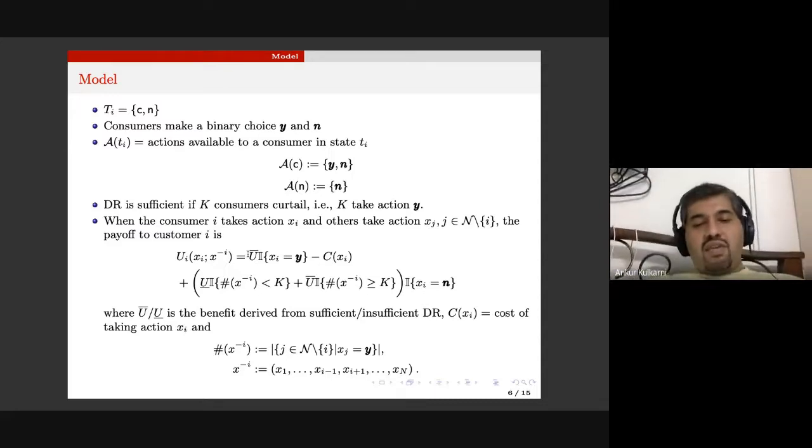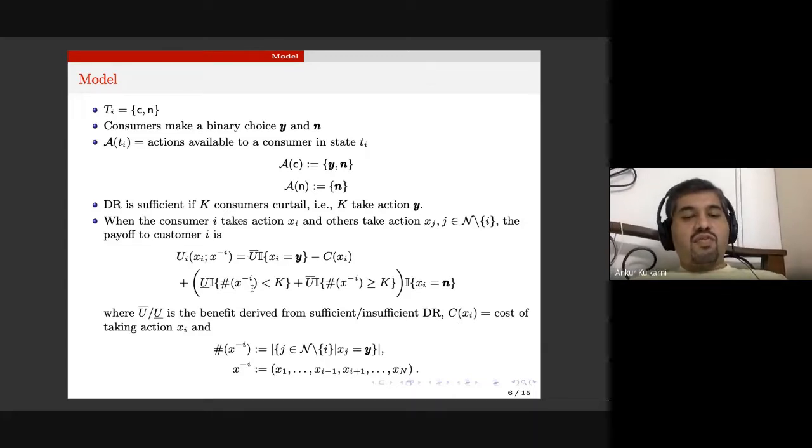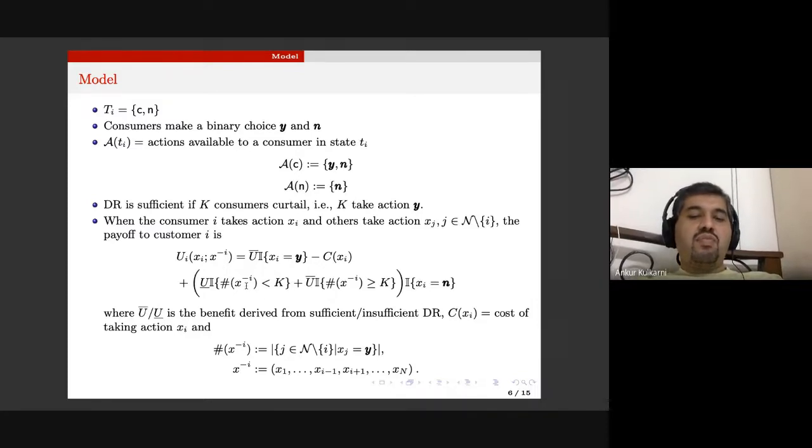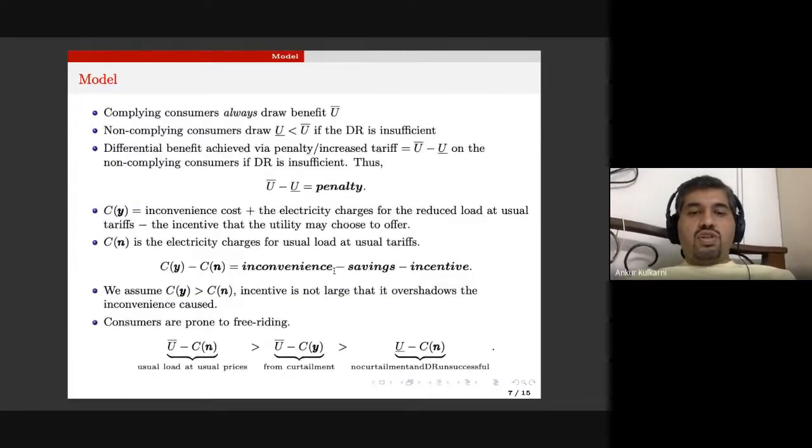Okay. If he takes the action no, then, as I said, there are two possible cases. This hash of x minus i is the number of other consumers taking action y. So if enough of the other guys curtail, then he gets u upper bar. If there aren't enough other guys curtailing, then he gets u lower bar. This is his utility, the payoff that he has as described above.